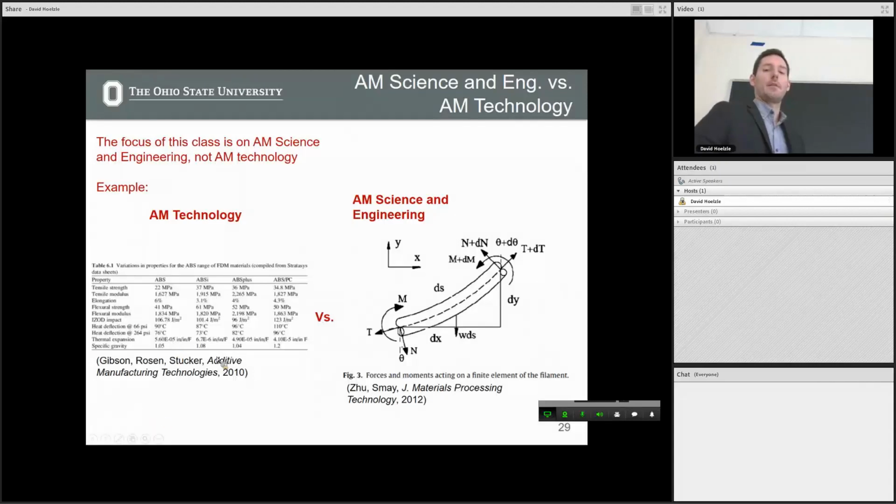What we're talking about here is some of the fundamental AM science and engineering of additive manufacturing. So if you want to do research on the process, if you want to build a new tool, if you want to modify a tool, you have the knowledge to do so. That's going to be the focus of this class.